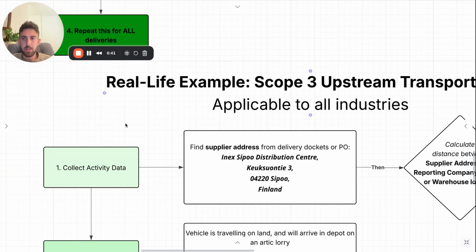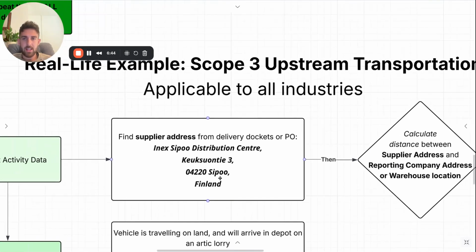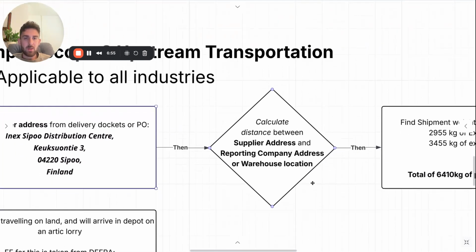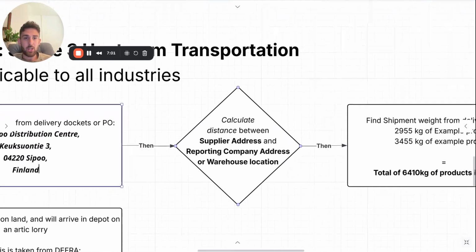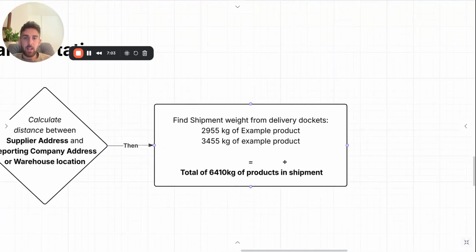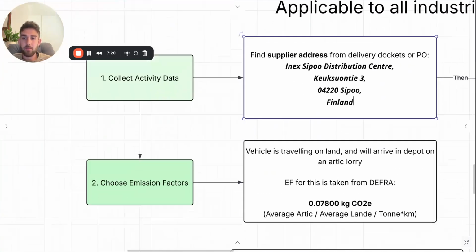So here's a real life example with a couple of fake supplier addresses just to protect our customers. So firstly, like I said, collect activity data. So you need to find a supplier address, and this can be taken from delivery dockets or PO numbers. So for example, here we've just taken the largest warehouse in Europe. Then you need to calculate the distance between the supplier address, which is this, to your reporting company address or warehouse location. And then you need to find a shipment weight for that individual shipment. So for example, we've combined two products here of 2,955 kilos and 3,455 kilos, which were all bundled into the same shipment from Finland.